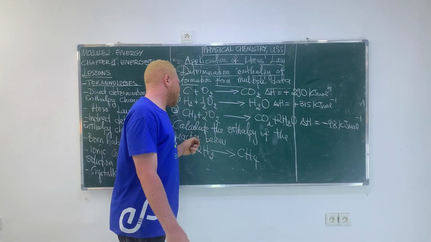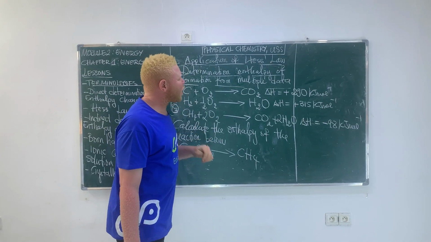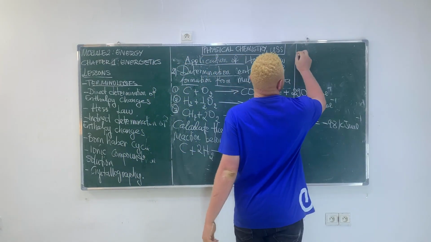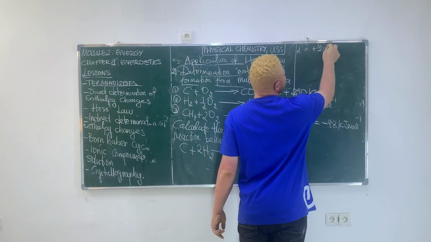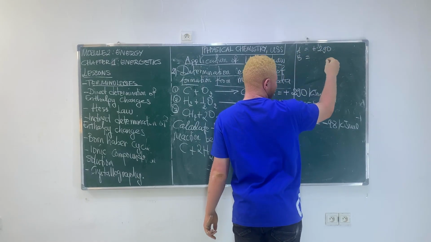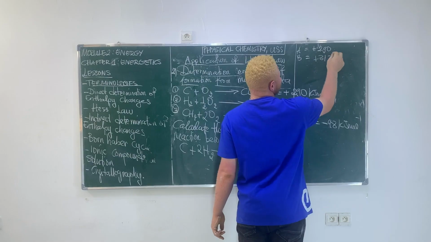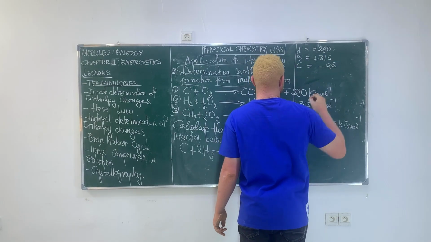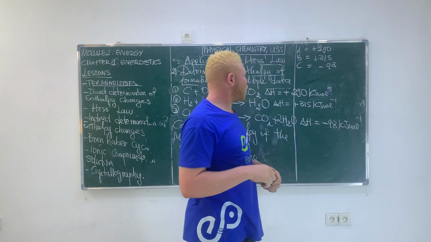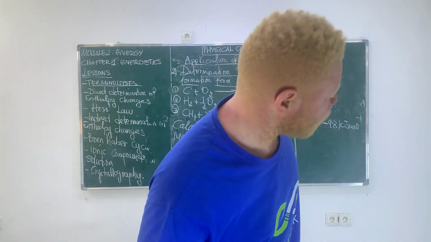But let me remind you the question. Calculate the enthalpy of the reaction. So let me pick the enthalpy changes. For A, I have 390. For B, I have 160. For C, I have minus 98.